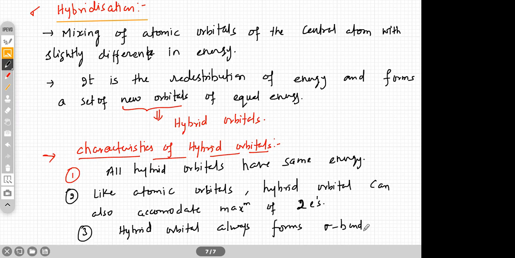Right? So if you remember in GOC, I have told you that while counting the hybridization, we don't count pi bond. Remember that? We just check lone pair and sigma bond. That is the reason, because it never forms pi bond, hybrid orbital. It can have lone pair, it can form sigma bond, but pi bond it never forms. So, hybrid orbital always forms sigma bond and may contain lone pair.